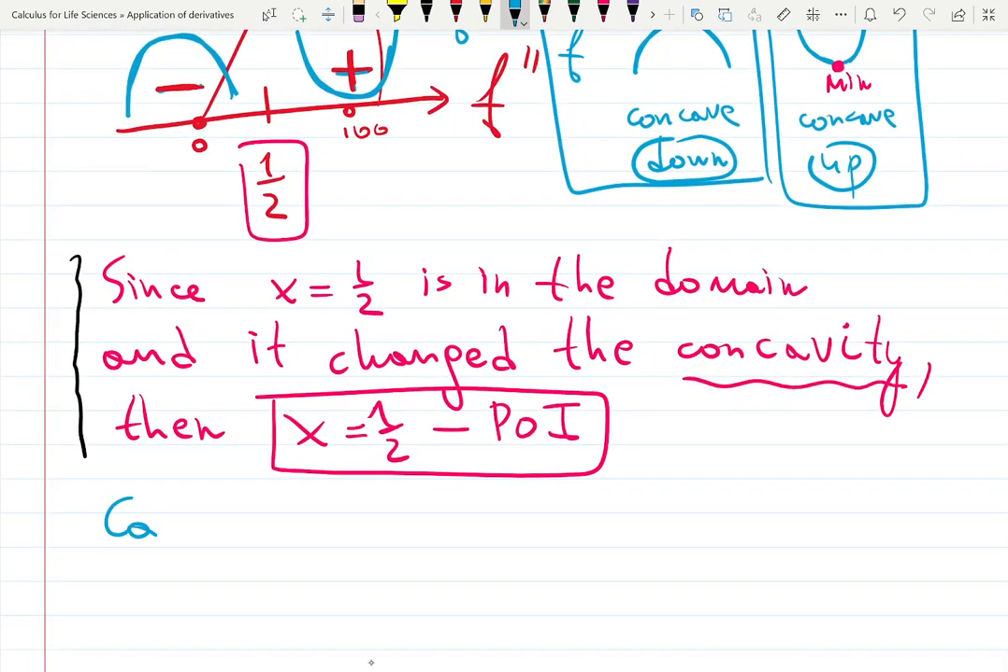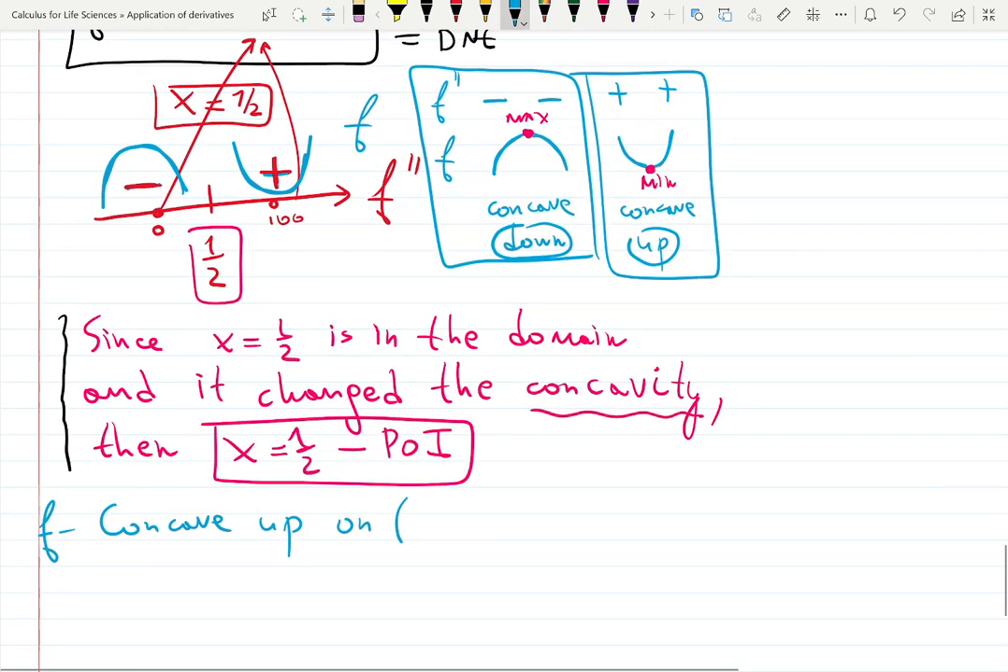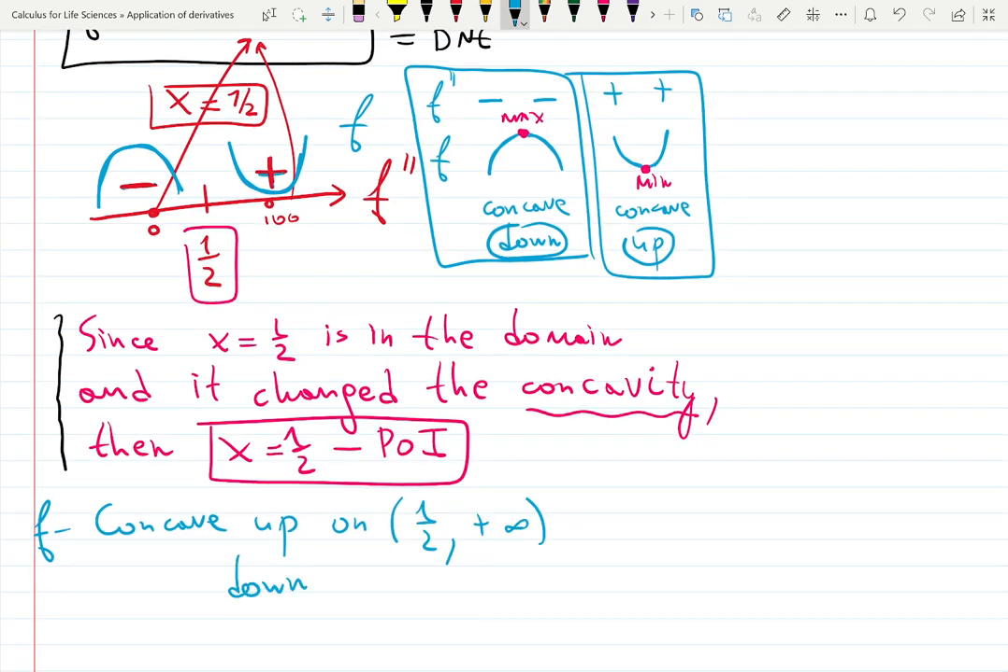So let's see. F is concave up on, not at, on the interval from 1/2 to plus infinity, and concave down from minus infinity to 1/2. Did I answer your question? Ask me. Maybe something else?